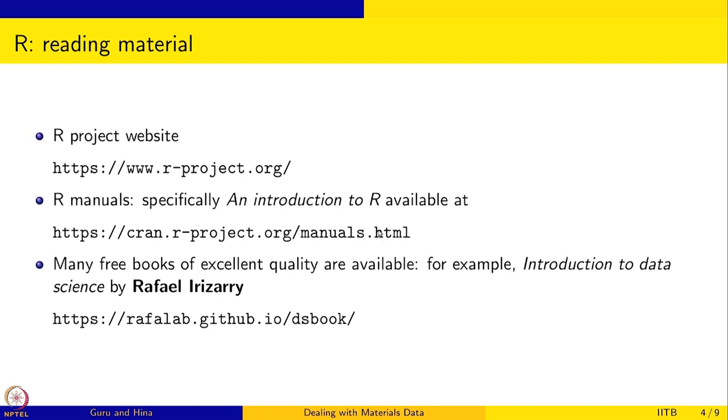If you go to the manuals.html page, for example, there are also user generated manuals, there is a link which you can go and look at the material that is available, and there are many people who have written small introductions or specific things on how to get it done using R, and some of them are of excellent quality and they are also freely available. For example, there is a book by Rafael Irizarry called Introduction to Data Science, and you can download this book for free. If you feel like, you can also pay the author for taking the pains for writing this book, but if it is not in your budget at this moment, you can freely download this book and use it.